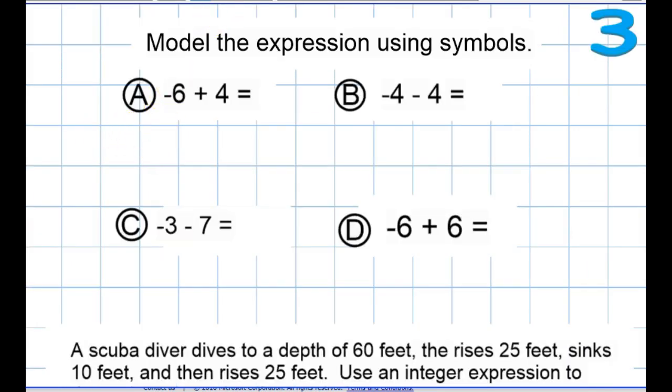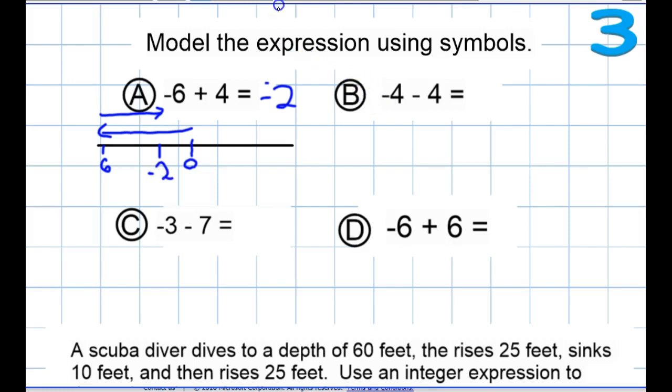Now on these problems, it says model the expression using symbols. So we're going to create our own number line here. The first one says -6. So we're going to start at 0, and we're going to go backwards. We'll say this is -6. Then it says add 4. So we're going to go back up to here. -6 plus 4 is -2. So here's about -2, we'll say. Now these don't have to be perfect, just close.